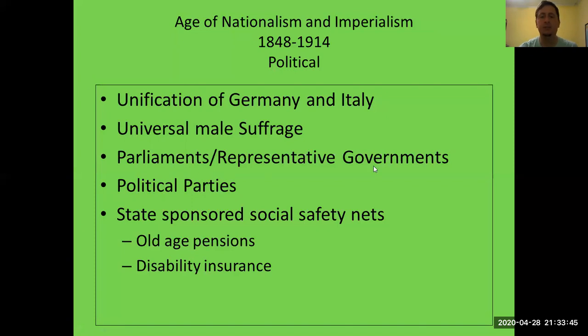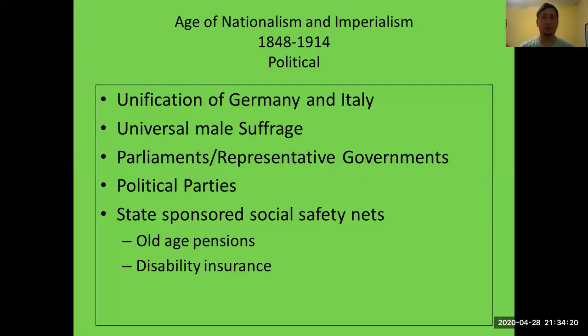You've got parliaments and representative governments, as well as political parties. And remember, these serve two functions. One, they give people a voice, right? They give people a way to express their opinion to their government. But two, they also allow the government to gauge what is popular. And so if you've got a government that is mostly a monarchy, but with an advisory parliament with political parties, then you as the monarch are able to see what is popular, what do the people want, so that you can stay on their good side.